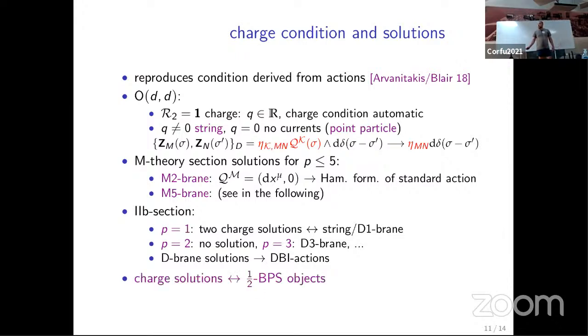And in general, we see that the charge solutions correspond basically to all of the half BPS objects, which is a bit surprising because we just put in exceptional symmetry. Okay, so now let me discuss a bit more non-trivial example.